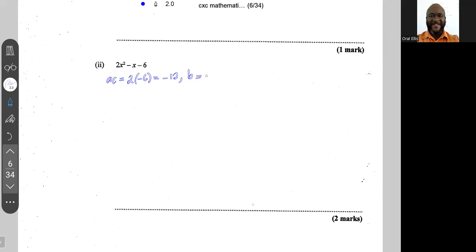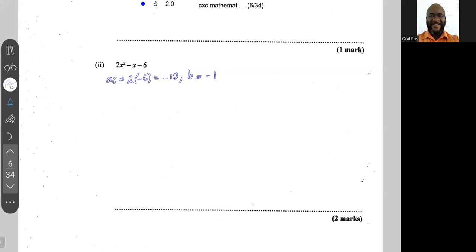B is minus 1. Now, to factorize, I'm going to split the middle term and factorize by grouping. To split the middle term, I need to find two numbers. When I multiply the two numbers together, I get negative 12. When I add the same two numbers together, I get negative 1. Now, guys, the only way you can multiply two numbers together and get a negative answer is if one of the two numbers is negative and one is positive.